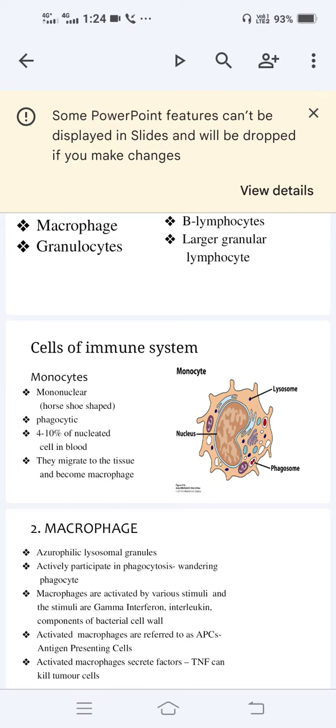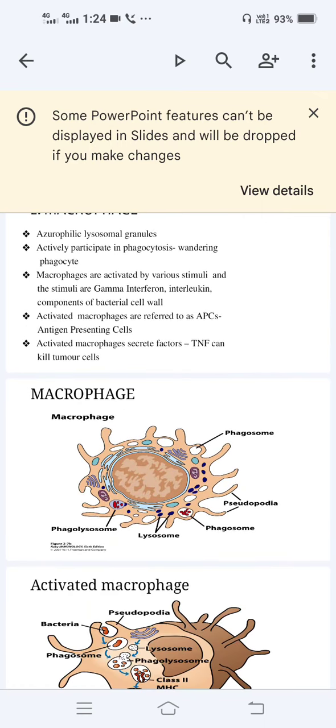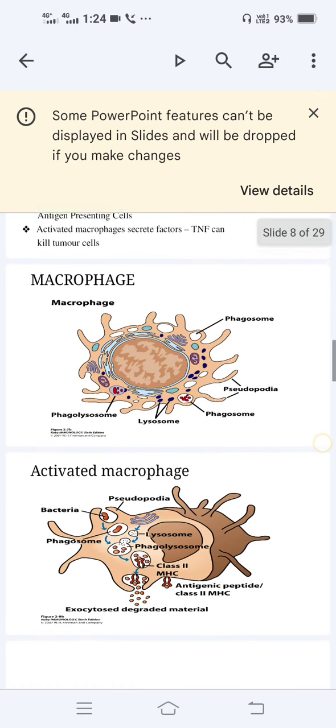They are activated by various stimuli, such as gamma interferons, interleukins, and some components of bacterial cell wall. Activated macrophages are referred to as antigen presenting cells. Activated macrophages secrete factors like tumor necrosis factor, that is TNF, which can kill tumor cells. And this is the activated macrophage and macrophage.